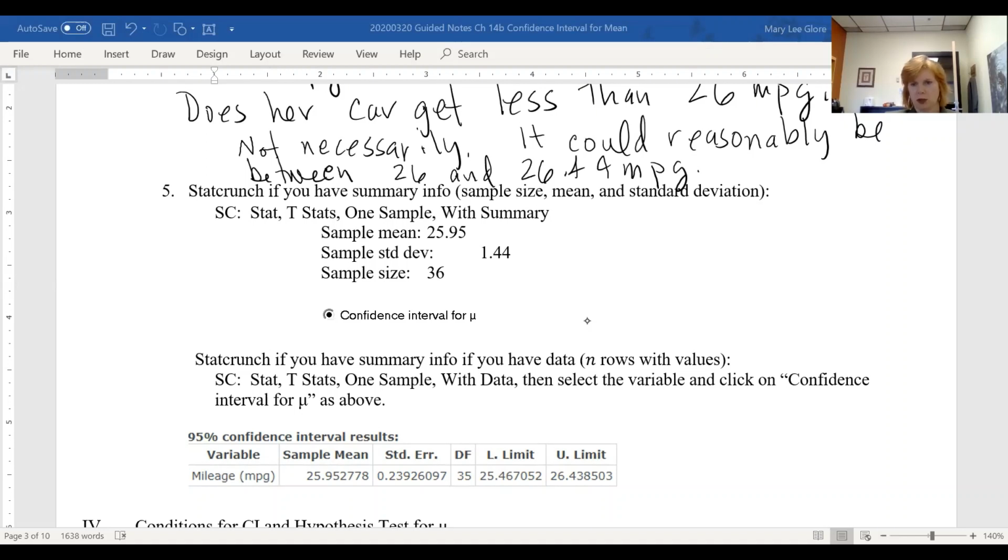And so here's my 25.46, 26.44 miles per gallon, for my upper and lower limit of what I think mu is. So I think the population mean is somewhere in this interval right here. You see there's my degrees of freedom, 36 minus 1, and there's my standard error, which was that S, 1.44 over the square root of 36. So that's where that comes in.